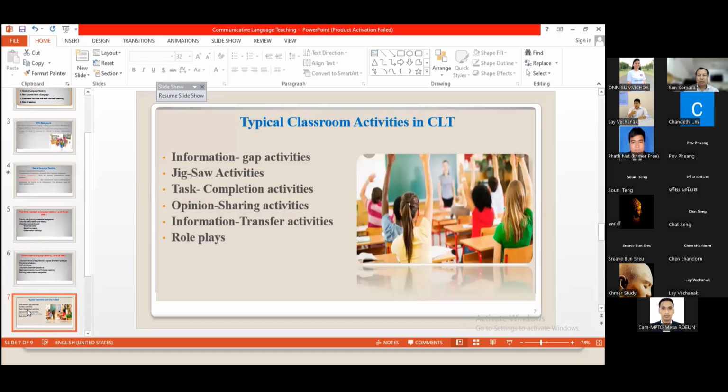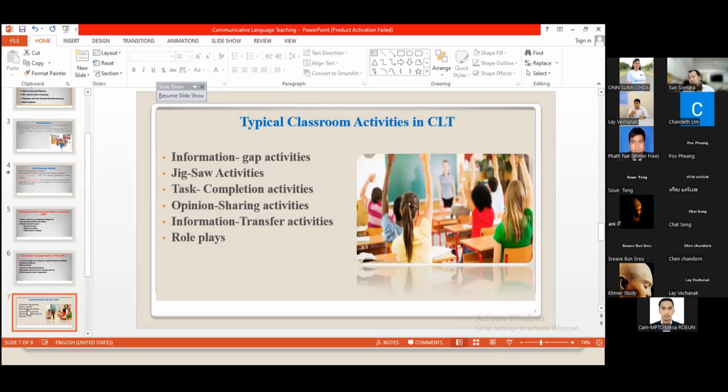Here we have many activities, like information gap activities, jigsaw activities, task completion activities, and opinion sharing activities. But among them, I just want to talk about role play. I think all of you use role play a lot in order to teach students speaking skills.